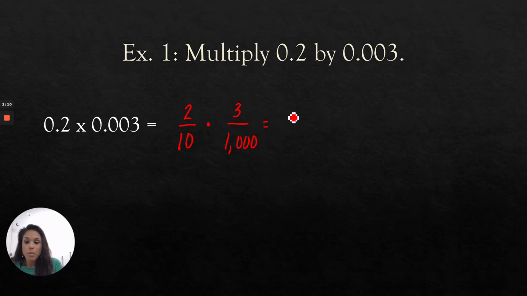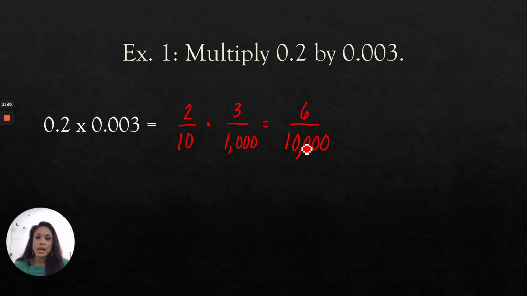Now you all know how to multiply this across from doing fractions. 2 times 3 is 6. And when you multiply tens, you want to multiply the ones. 1 times 1 is 1, and then add up all the zeros. That is 4 zeros. This is 6/10,000ths. Okay, now we're going to turn this into a decimal.